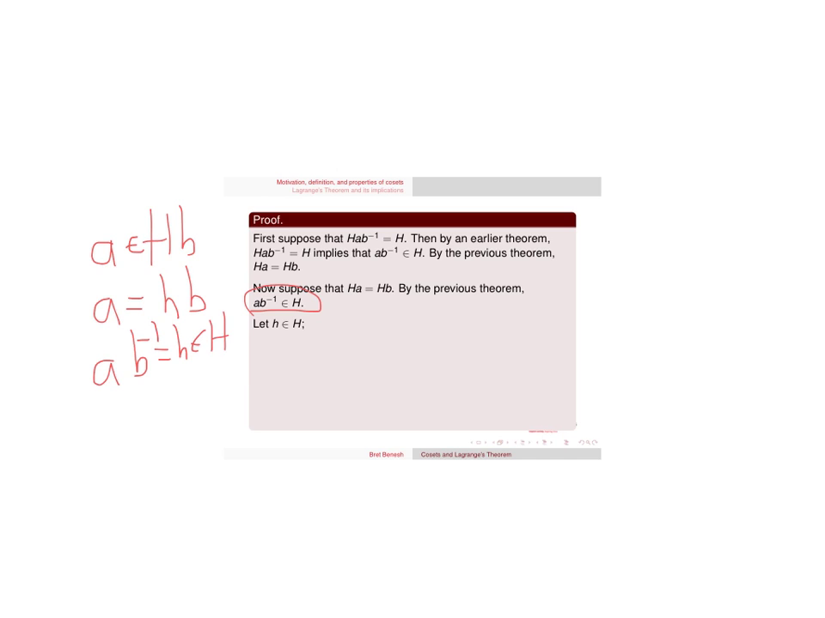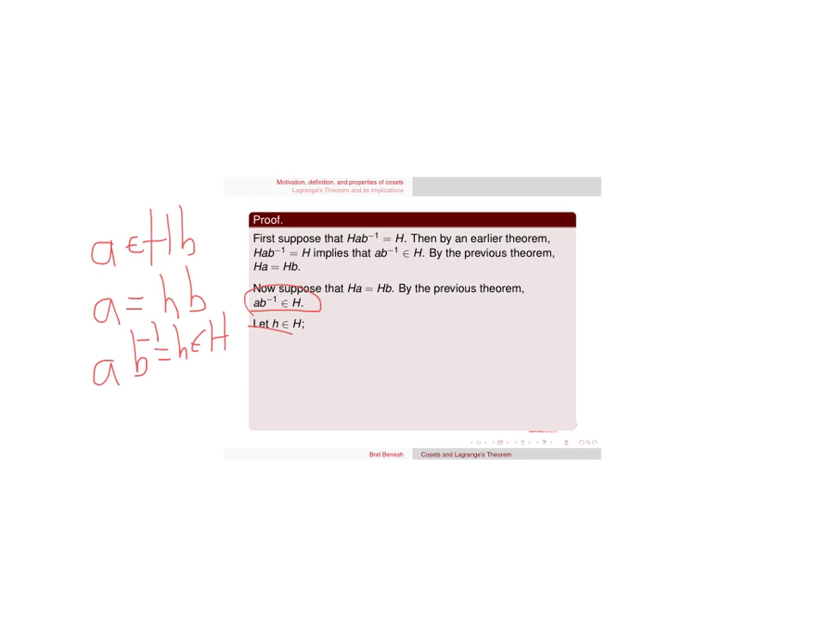Great. Now suppose we have, well, AB inverse is going to be in H. Again, A is going to belong to HB. That means that A is equal to hB for some h, and then that means that AB inverse equals h, which belongs to H.